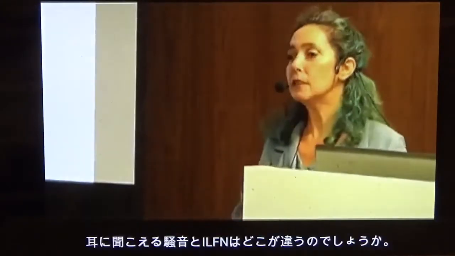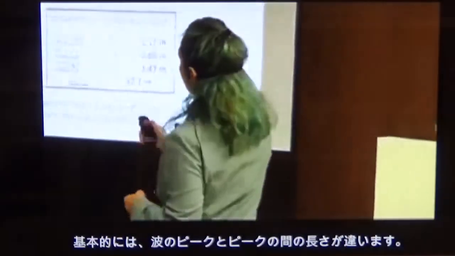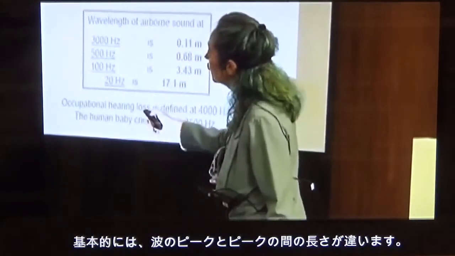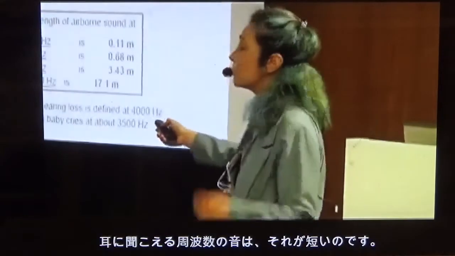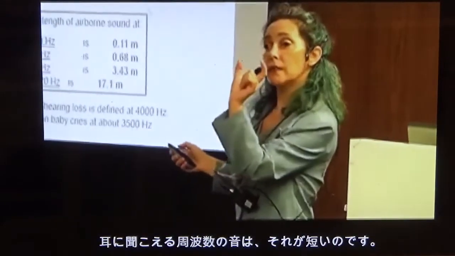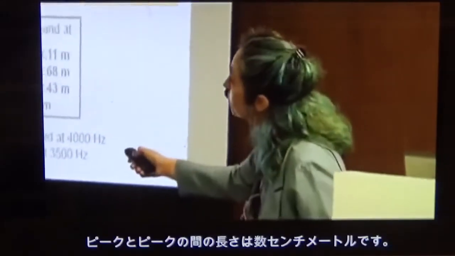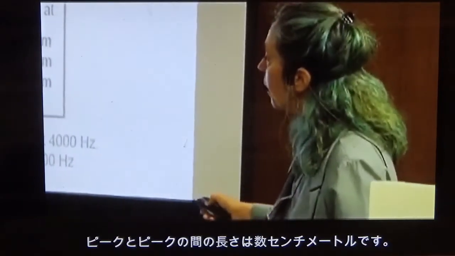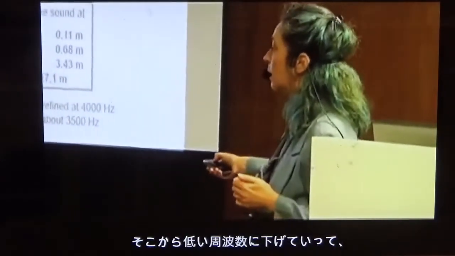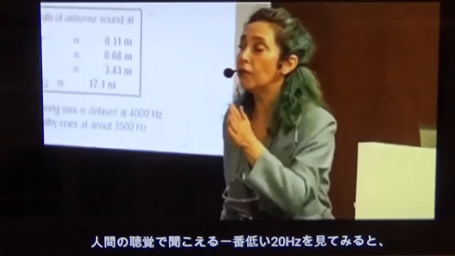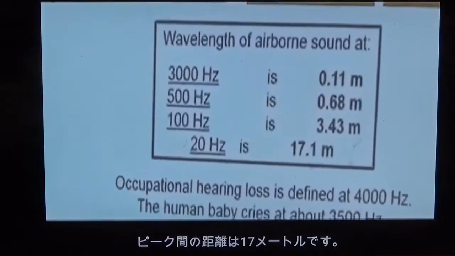So it's not as simple as one would like when we are talking about specifically low frequency noise. What is the difference between low frequency noise and the noise that we hear? Basically, it is the distance between the waves, between the peaks. Low-frequency noise has a very large distance, while high-frequency noise, which is what we hear, has a very small distance. For example, at 3,000 hertz, we hear very well. The distance between the peaks at 3,000 hertz is in the centimeter range. When we go down to the low frequency, 20 hertz is considered the limit of our hearing. At that frequency, the distance is 17 meters.